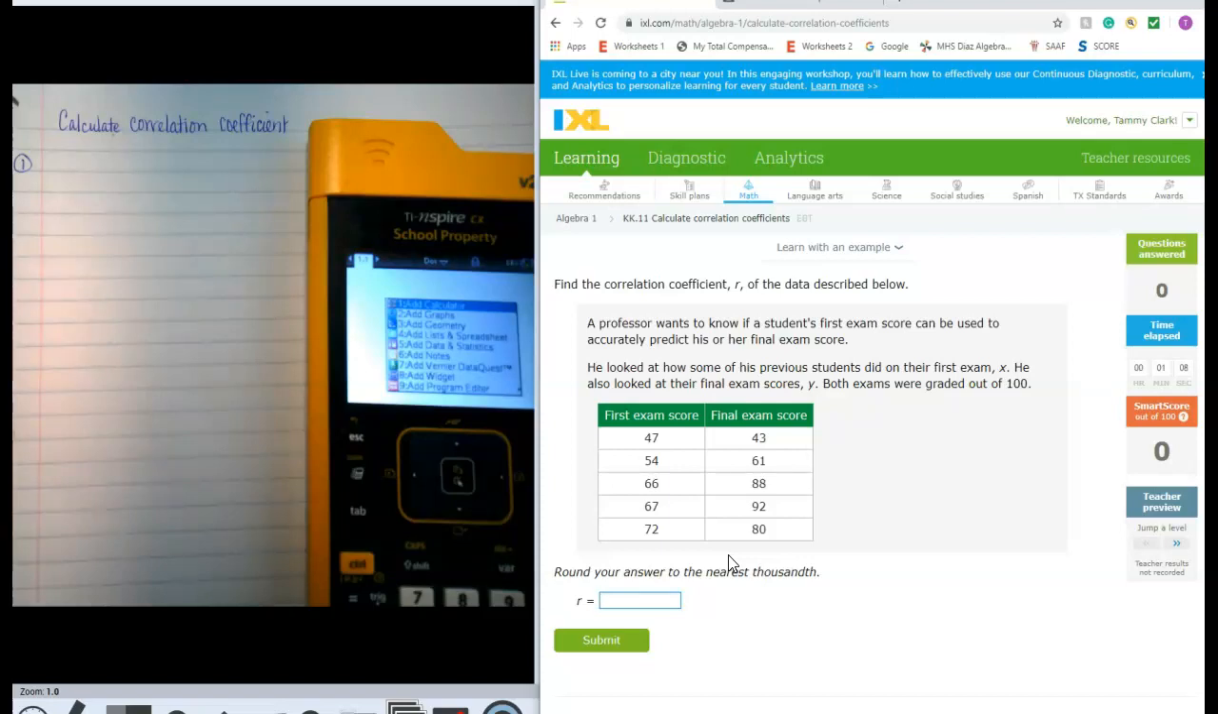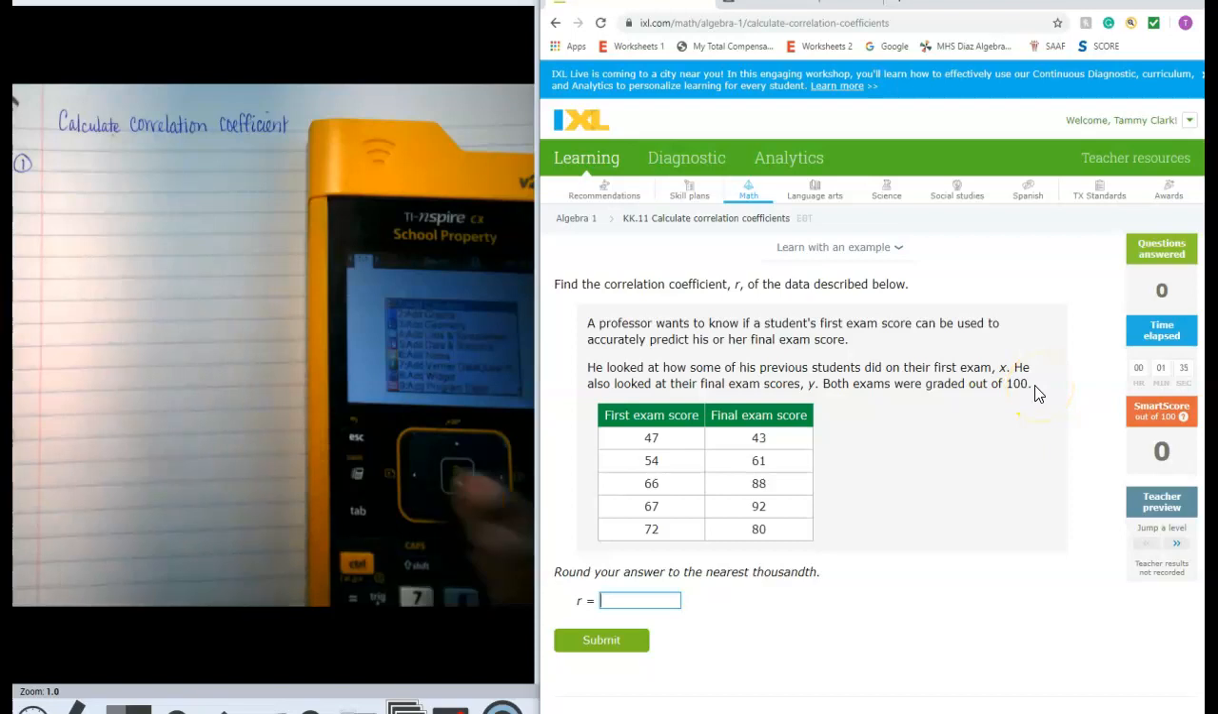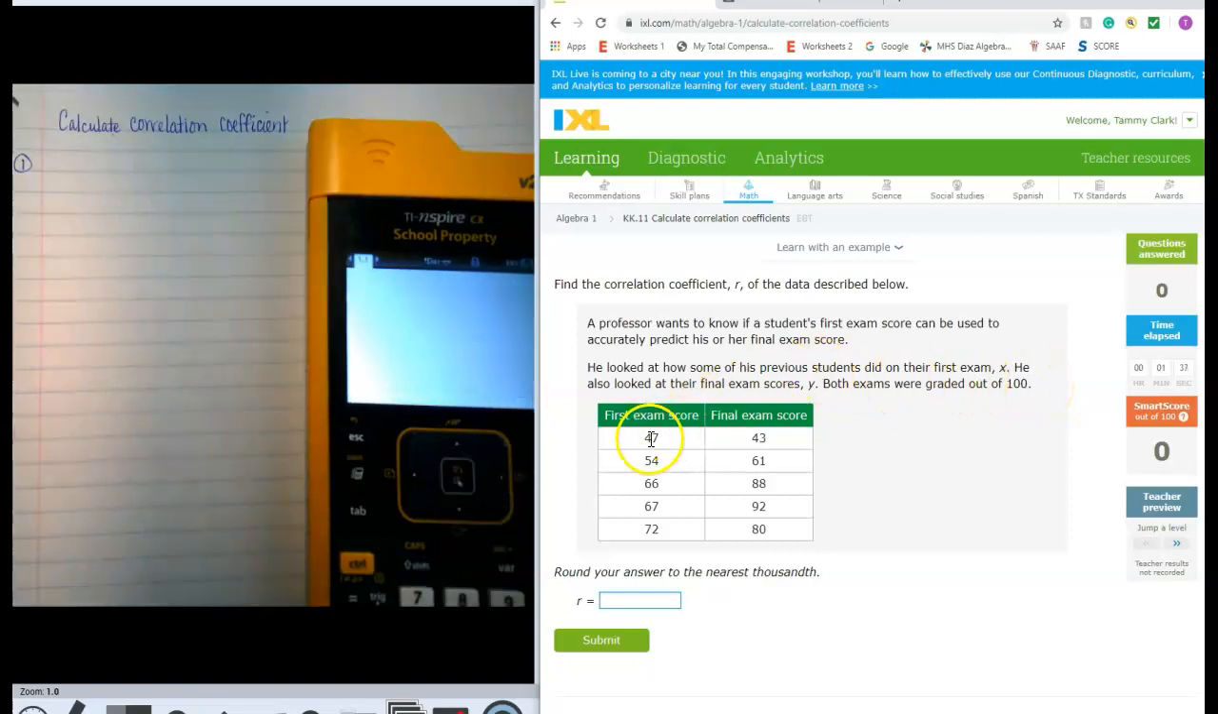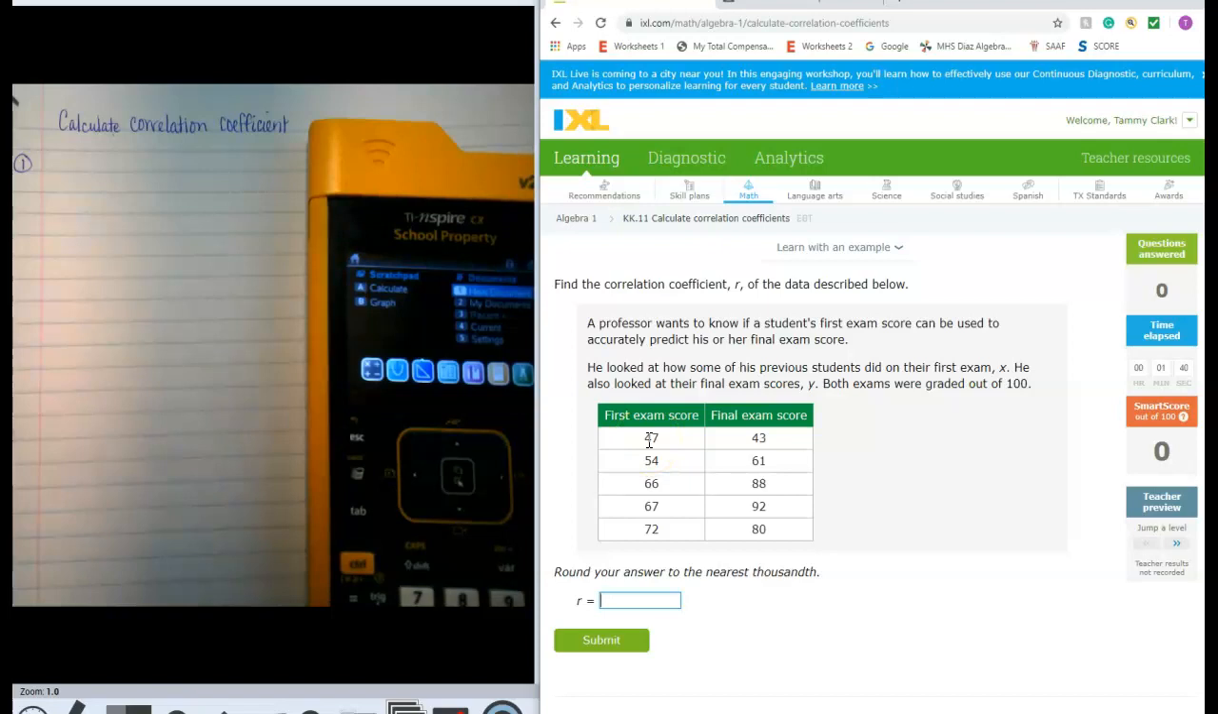A professor wants to know if a student's first exam score can be used to accurately predict his or her final exam score. He looked at how many points some of his previous students got on their first exam, which is X, so first exam scores. He also looked at their final exam scores, Y. Both exams were graded out of 100. So we want to see how strong the correlation is between the first exam score and the final exam score.